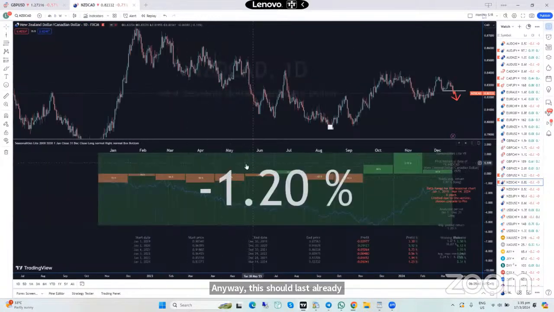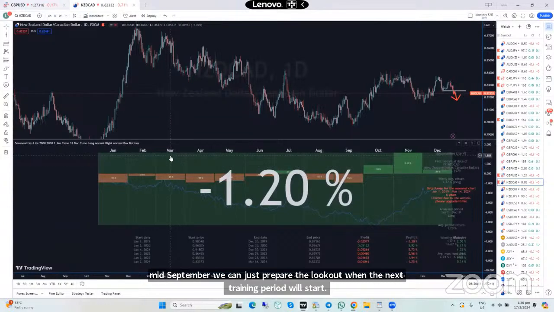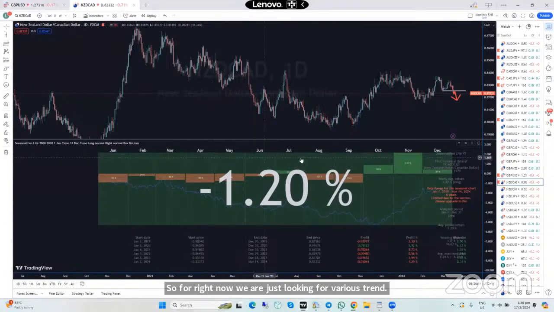Kiwi Cat. Whoa, very nice. From Jan all the way to June. So we still have at least 3.5 months to actually enter it. So let's have a look at Kiwi Cat. If you miss this, never mind, just look out for the end of September or mid of September. We can just prepare to look out when the next trending period will start. So for right now, we are just looking for a bearish trend for Kiwi Cat. It will last all the way until June.